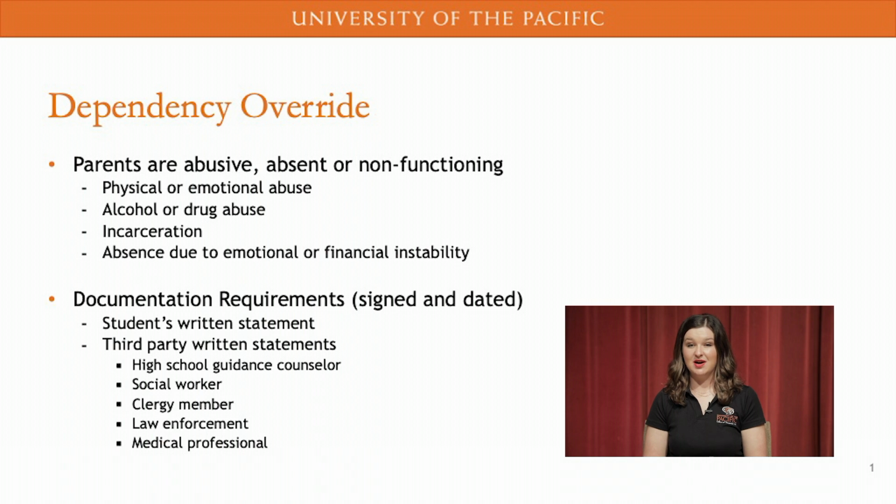Documentation requirements for this process would include a written statement attesting to what has been going on, and also 2 additional third-party statements. So for example, these statements could come from a high school guidance counselor, perhaps a social worker or a member of the clergy, law enforcement, or a mental health professional or a doctor. At least one of these statements does need to be from a non-family member.